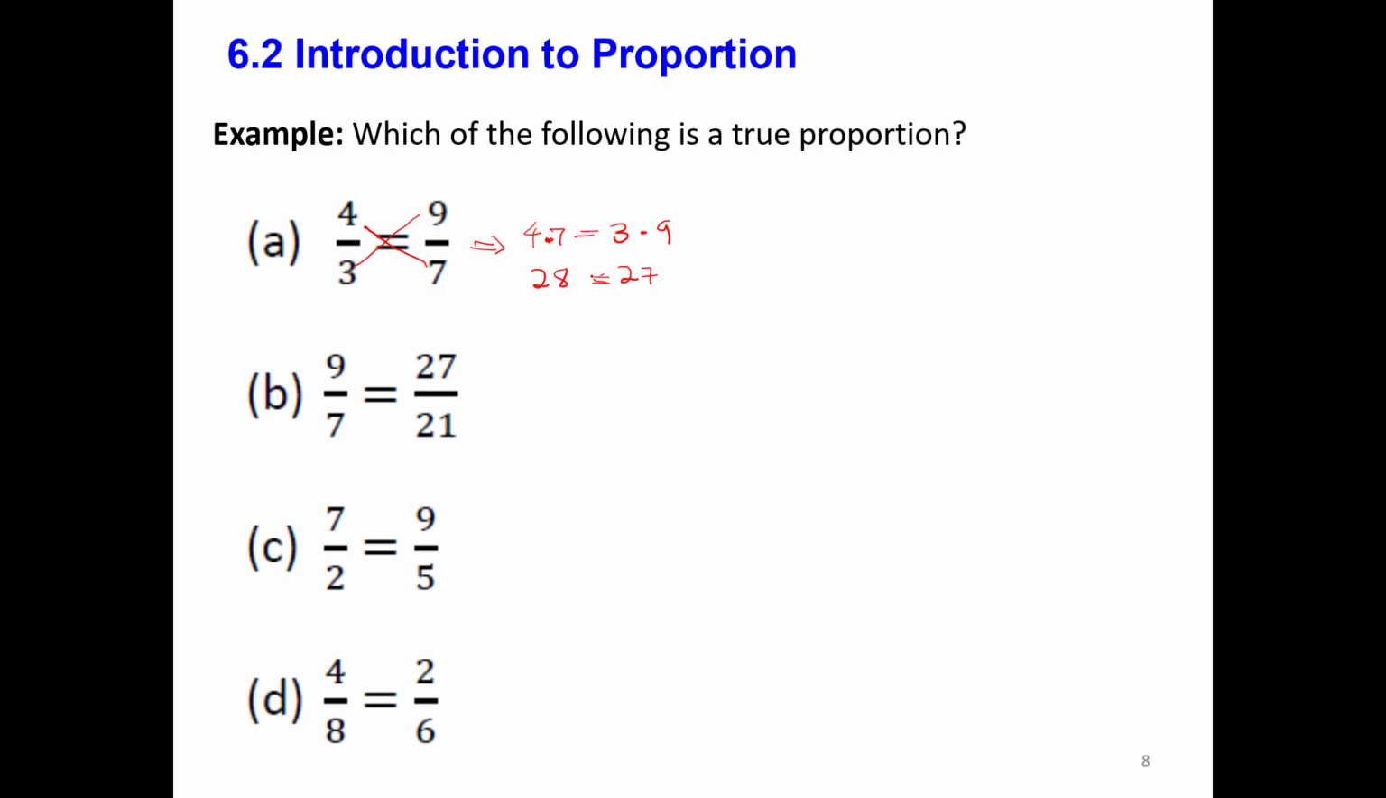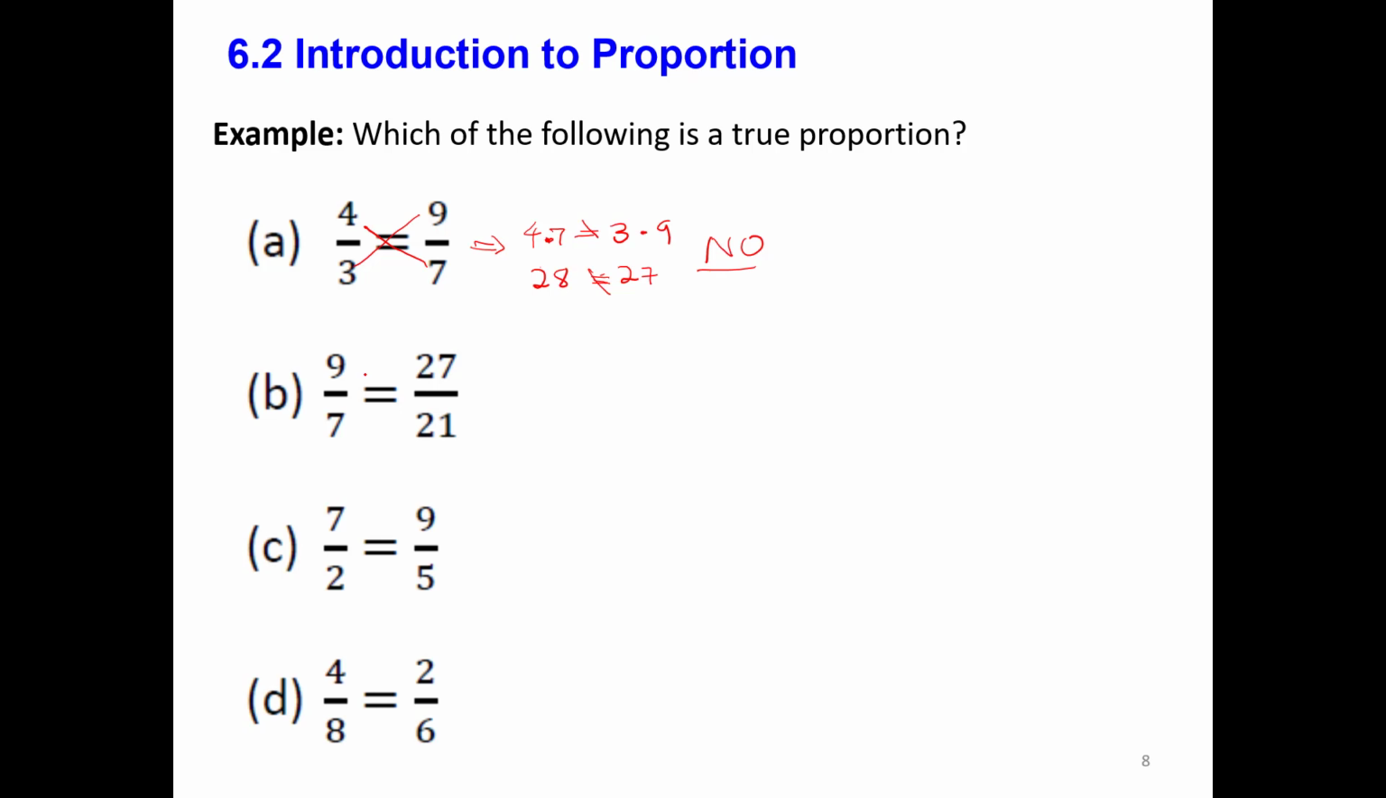Then the product of the extremes is not equal to the product of the means. Then these are not equal. Is this a true proportion? The answer is no. It's not a true proportion. Here we need to write no. It's not a proportion. Let's try the next problem.